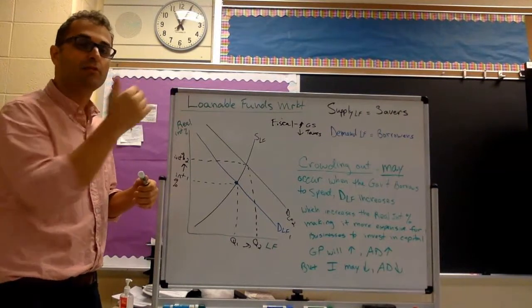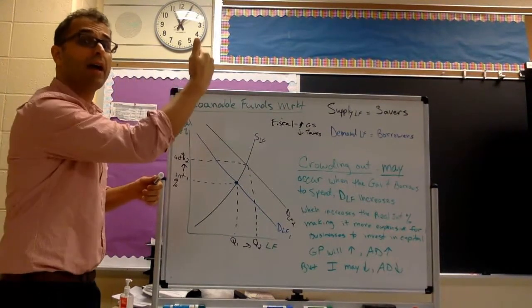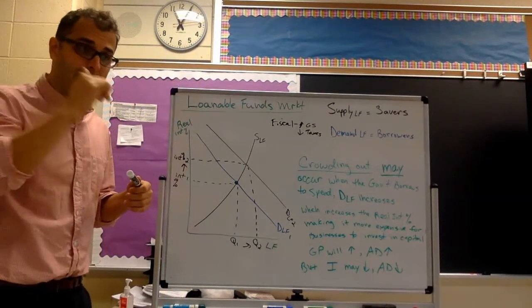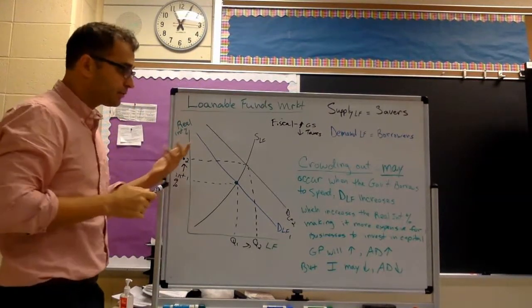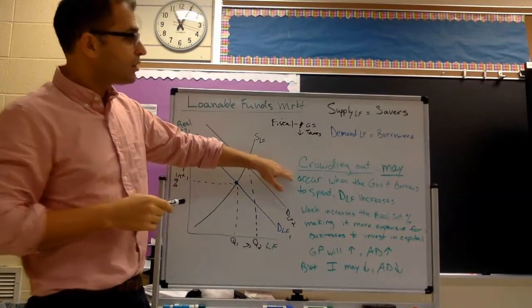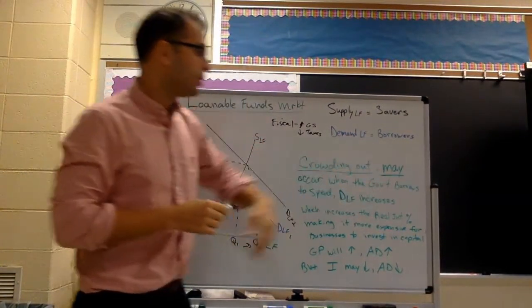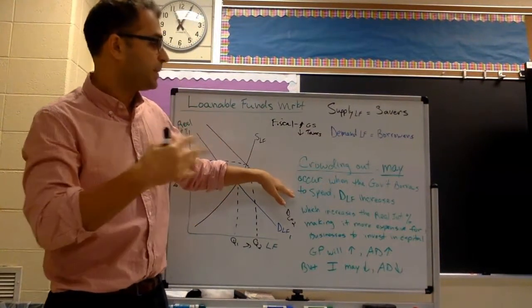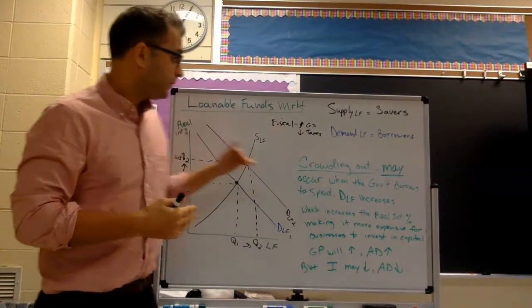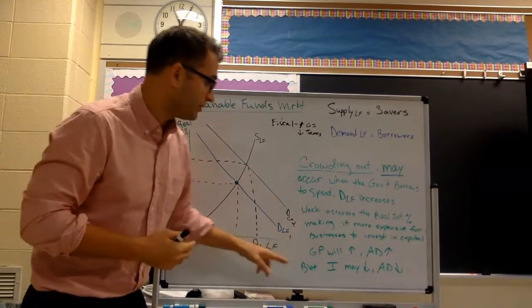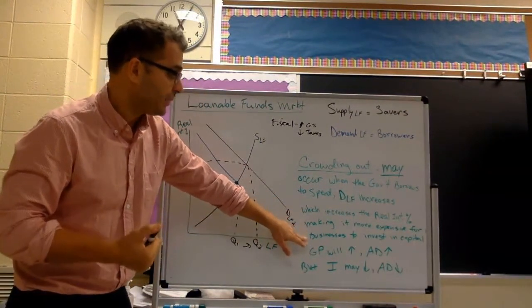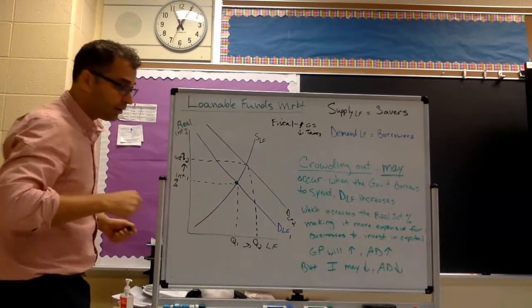But at the same time, you may see aggregate demand go to the right, but then come back to the left because big I, investment, has gone down. So I tried to write it nice and clearly here. Crowding out, again, may occur. It doesn't have to occur. It may occur when the government borrows to spend money. Demand for loanable funds increases, which increases the real interest rate, making it more expensive for businesses to invest in capital. So this is the key you have to remember.